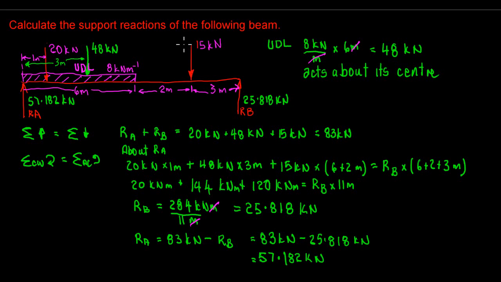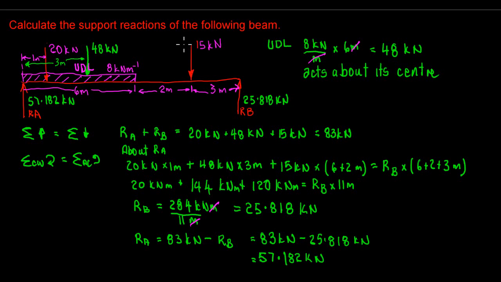So about A, we've got the 20 kilonewton force acting at 1 meter, the 48 kilonewton force acting at 3 meters, the 15 kilonewton force acting at 6 meters plus 2 meters, and that will be equal to RB acting at 6 plus 2 plus 3 meters. RA, of course, has no effect because that is the pivot point, so it's acting at a zero distance, so that gets eliminated at this point.